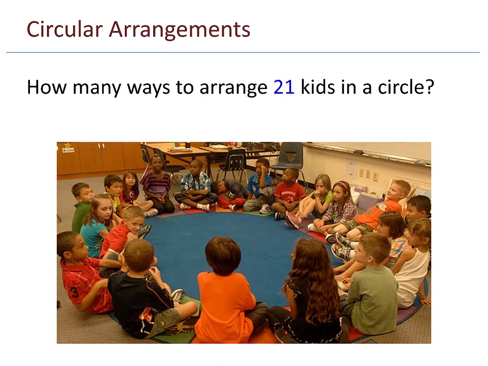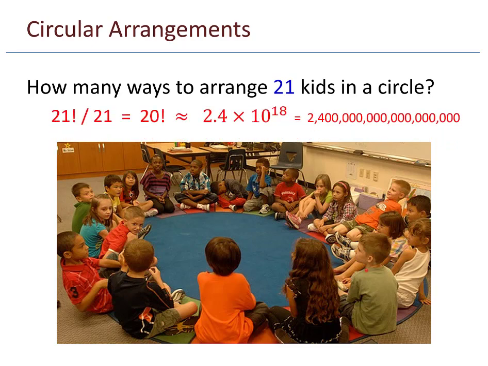How many ways to arrange 21 kids in a circle? This is a problem that you can visualize. There's a picture. That is literally 21 kids, but the numbers that we get are astronomical. In this case, 21 factorial divided by 21, which is 20 factorial, about 2.4 quintillion ways that they can arrange themselves.